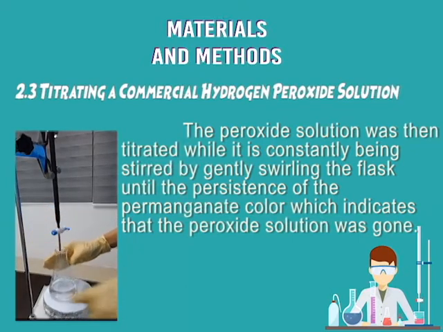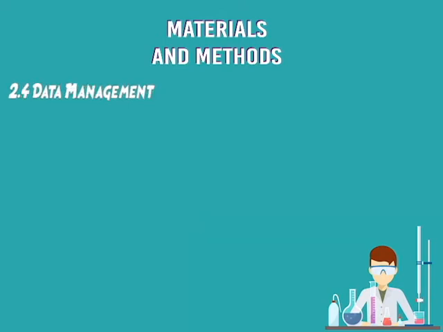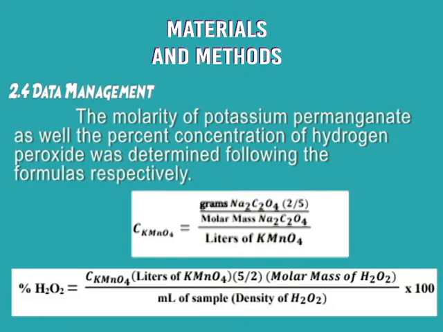The procedure was then replicated 3 times, and the final reading of the burette in each replicate was recorded for further use in determining the percentage of hydrogen peroxide in the solution. Data management. The molarity of potassium permanganate as well as the percent concentration of hydrogen peroxide was determined following the formulas, respectively.